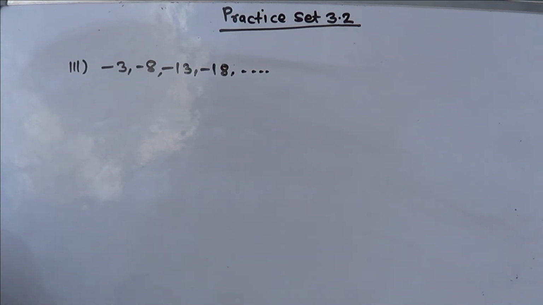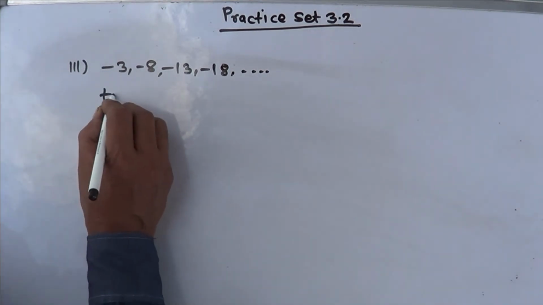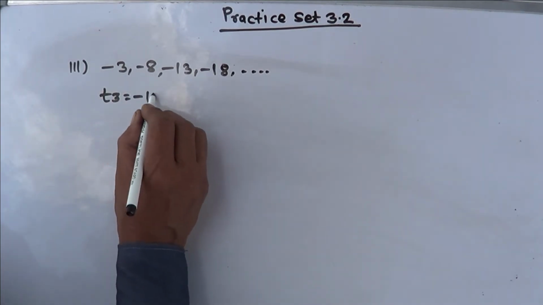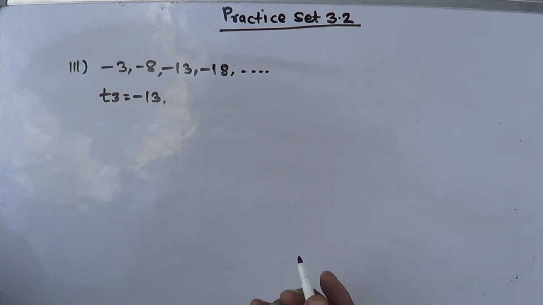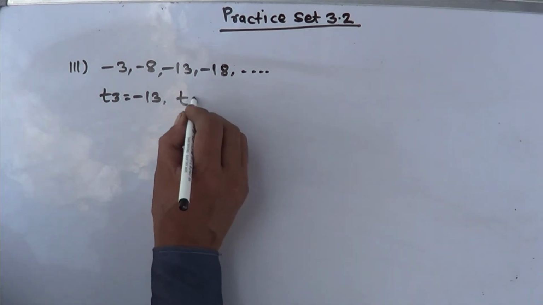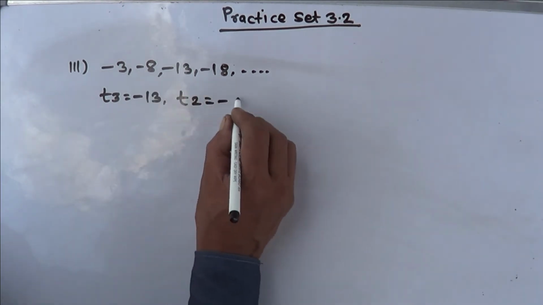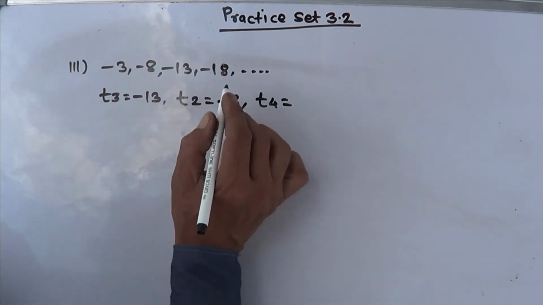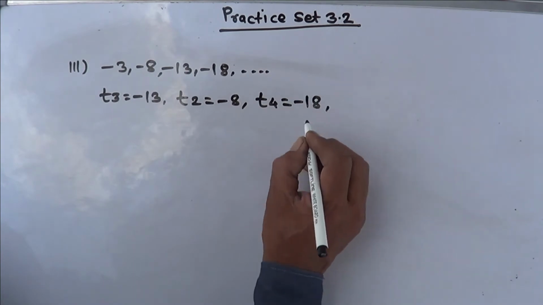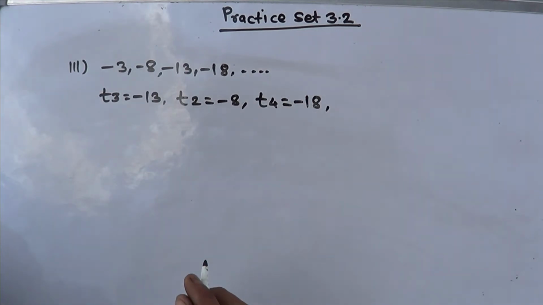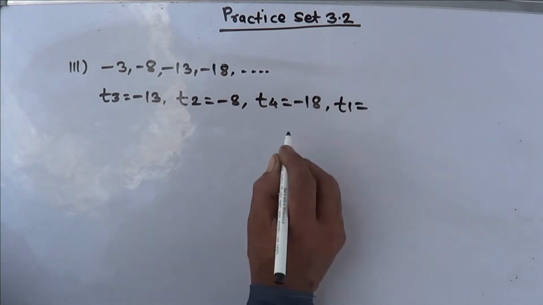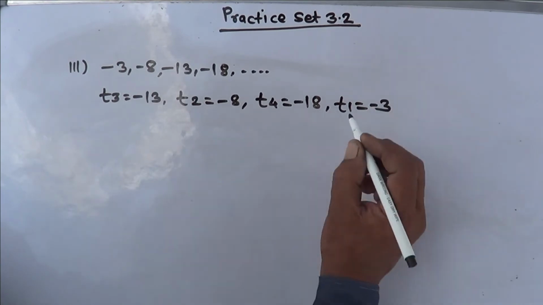So first we will write the value of T3. What is the value of T3? That is third term, that is minus 13. Then we are asked to write T2. T2 is minus 8. Again T4. T4 which will be equal to minus 18. And lastly we are asked that the value of T1. So here T1 will be equal to our first term and that is minus 3.